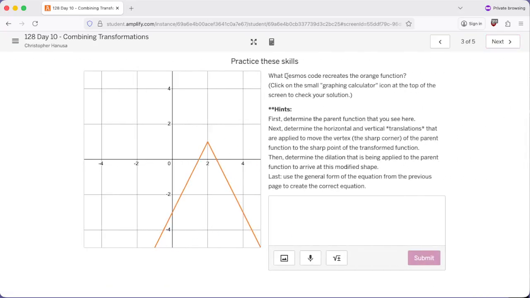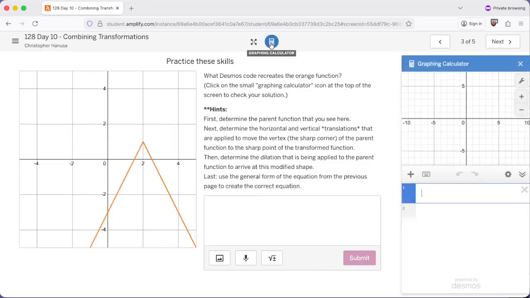All right, so let's practice these skills. Let's say we wanted to make this mountain. So what code is going to create this orange function? All right, so we've got some hints here. Determine the parent function you see. Determine the horizontal and vertical translations. Determine the dilation. And use that general form of the equation from the previous page.